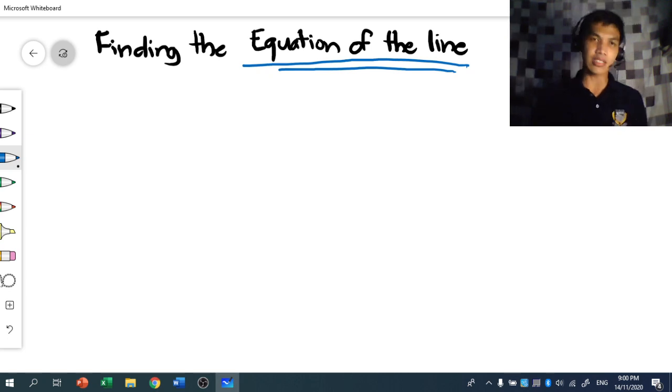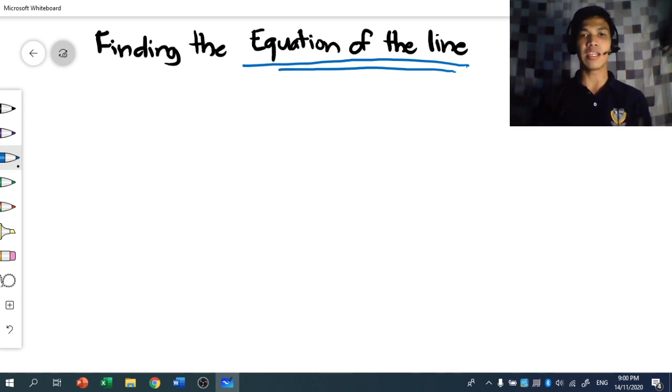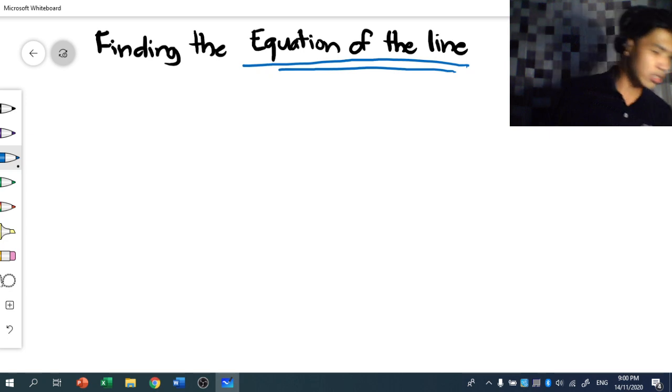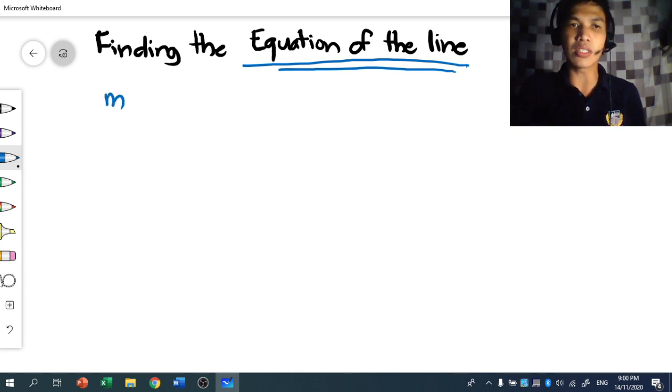So let's start. Okay, so in order to find an equation of the line, we must have two givens. And I will give you the first scenario of how to find an equation of the line. So first, let's have this first scenario. In our first scenario, what if we need to find the equation of a line using the slope? Okay, so I will remove that again.